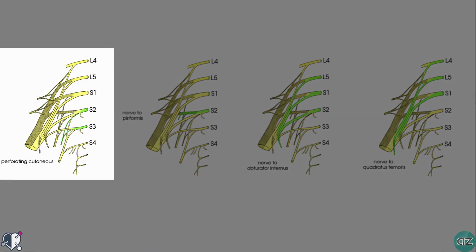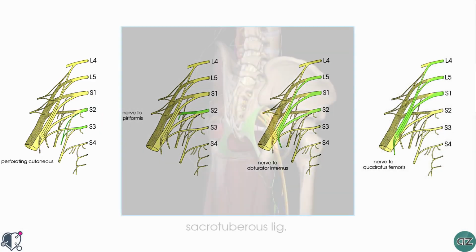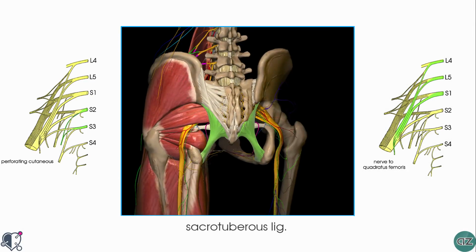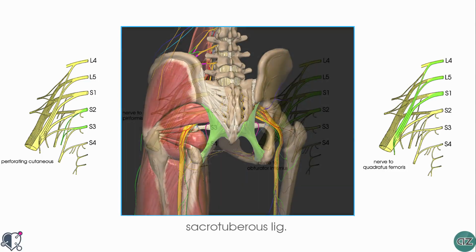The perforating cutaneous nerve originates from S2 and S3 and innervates the skin over the gluteal fold. It is called perforating because it perforates the sacrotuberous ligament to provide its cutaneous innervation. You can see this ligament highlighted bilaterally in green colour, attaching from the sacrum to the ischial tuberosity.